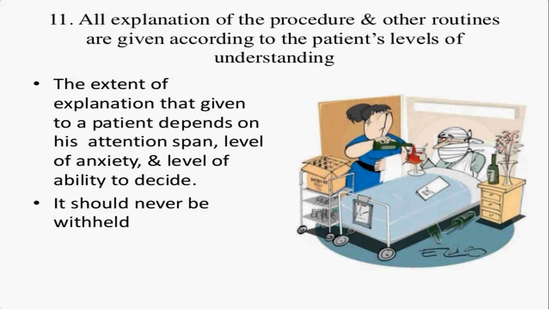The extent of explanation given to the patient depends on his attention span, level of anxiety, and level of ability to decide. It should never be withheld. The character of explanation depends on the patient's span of attention, level of anxiety, level of ability to decide, etc., but the explanation should never be withheld. Why? Because sometimes we think that psychiatric patients are not in contact with reality or have no ability to understand.